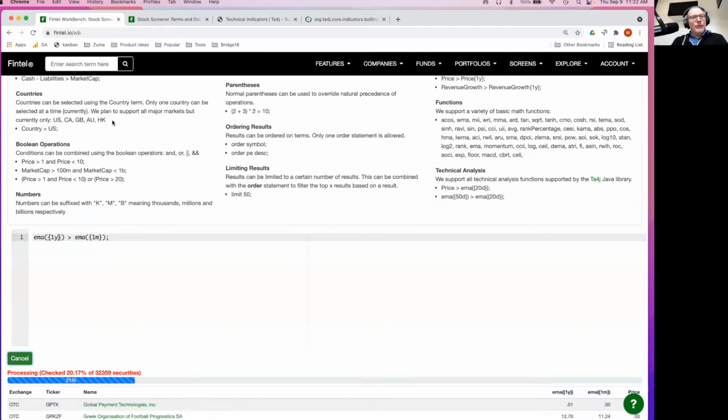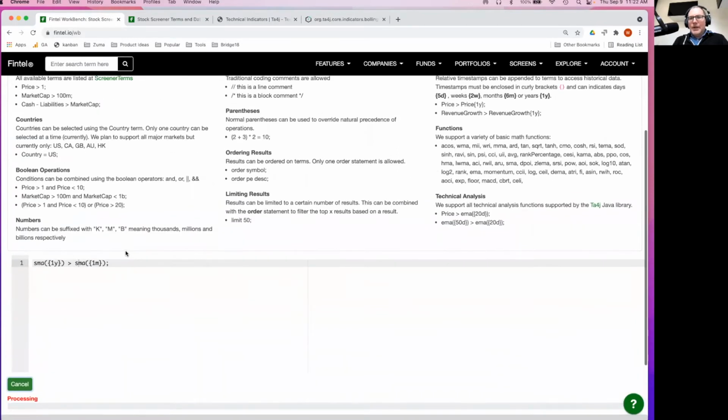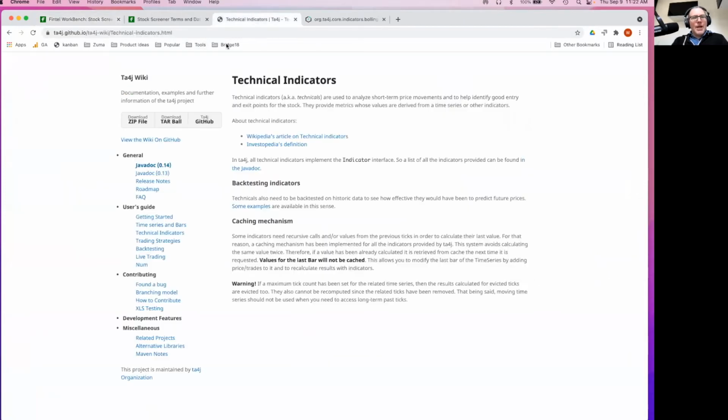Is SMA for simple moving average? Yes. SMA is simple moving average. EMA is exponential moving average. Okay. And SMA is here. I'm just trying to think of a couple other ways to do this. There's a whole bunch of indicators in here as well.